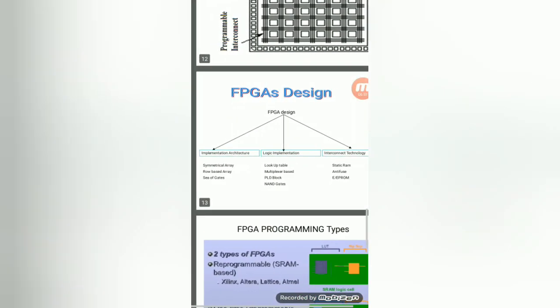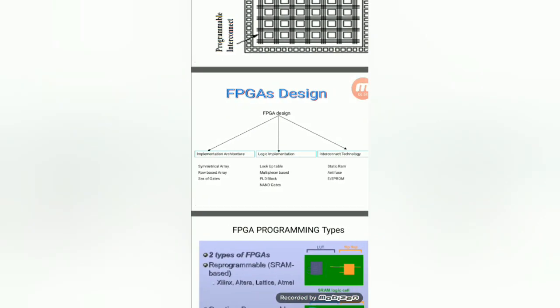Next, FPGA design depends upon three stages. The first stage is architecture implementation, the second stage is logic implementation, and the third stage is interconnect technology. For architecture implementation, we follow three methods: symmetrical architecture, row based, and sea of gates. Symmetrical means the same identical patterns arranged in the block diagram. Row based uses rows of logic blocks. In sea of gates, all gates are arranged as in standard cell design. Like that, we can implement an FPGA.